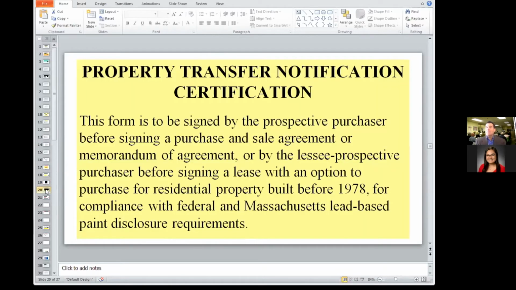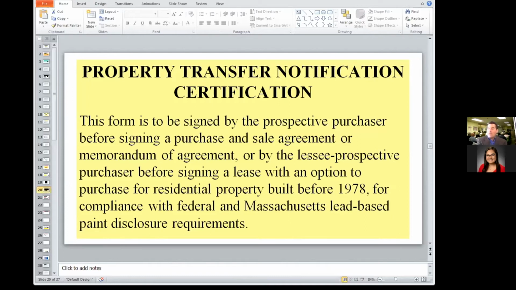This form is to be signed by the prospective purchaser before signing a purchase and sales agreement or a memorandum of agreement. So many agents say, I don't need to give the buyer this form until we get into the purchase and sales agreement stage. No, you must give them this form at the first contract, which is usually the offer to purchase. If you give it to them beyond the first contract, you are in a heap of trouble.